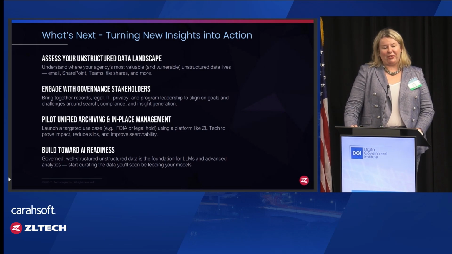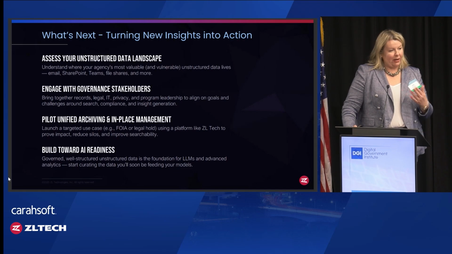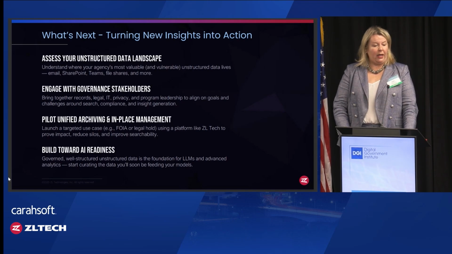So then you just want to make sure, I think that's one of my biggest things, let's break down a silo there. Let's bring everybody to the table and let's talk about that data landscape. Let's also think about piloting some kind of a unified archiving system, something that helps bring all of that information together, that helps break down the data silos themselves so that you can access that information, pull out the intelligence, start identifying key pieces of information and using that for AI.